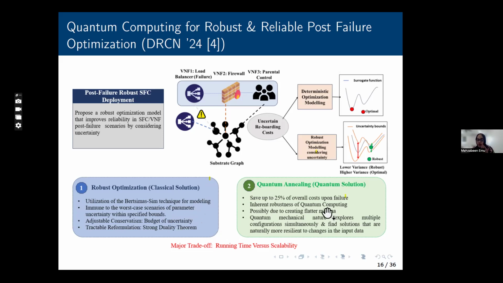But on the quantum side, what we have been able to observe is that, possibly due to creating a flatter minima, the nearby solutions are much closer to the robust solution. So the quantum mechanical nature actually explores multiple configurations simultaneously and in parallel, and finds solutions inherently that are more resilient to changes in the input data. And that's why the quantum annealer can find inherently robust solutions, because of how it creates the search space.